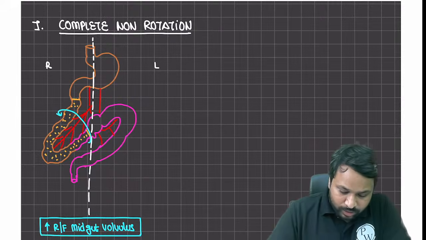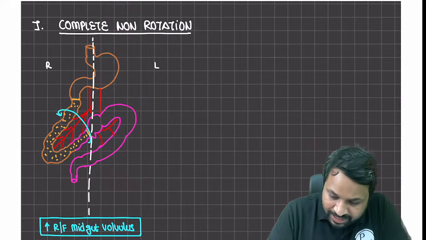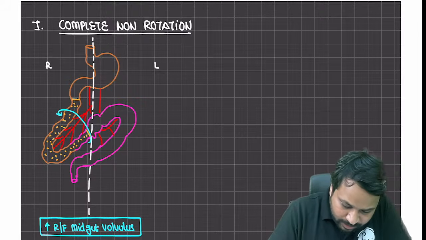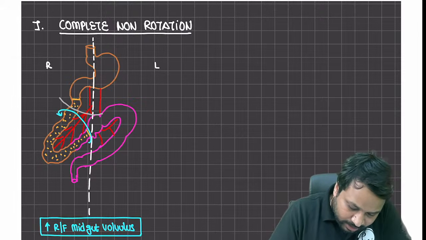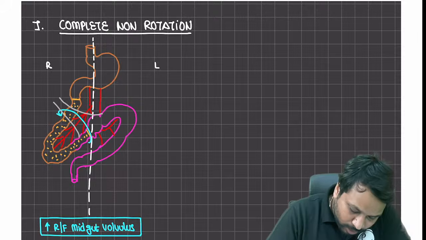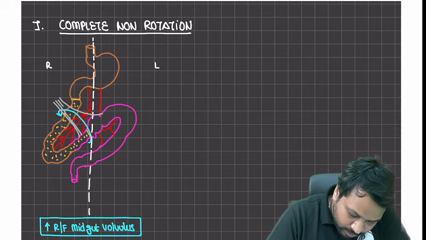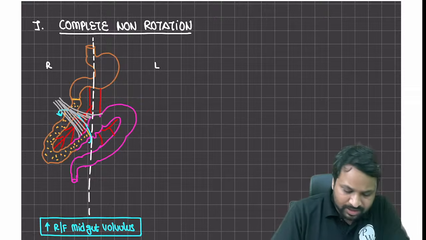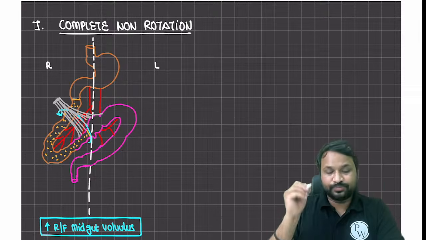Now in complete non-rotation, again you have the Ladd's band which is present here. The bands which are present on the cecum will attach to the peritoneal reflection, which is going to override this way. So these are your Ladd's bands which continue to be present here, right? Just for the sake of understanding, I'm just giving you a cross here.